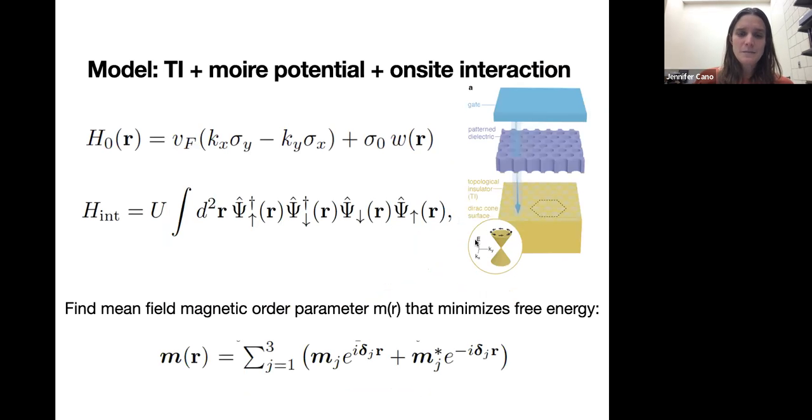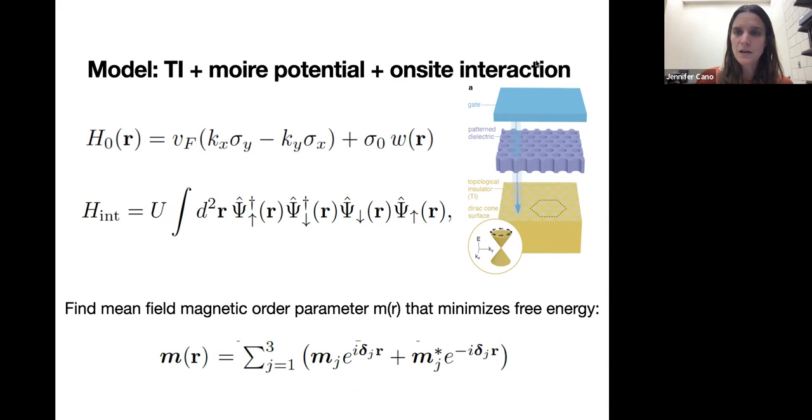So we can then study this model. The model will be our TI surface. That's just this K dot sigma. We wrote it here as K cross sigma. Those are the same. Our superlattice potential, which is this term here.